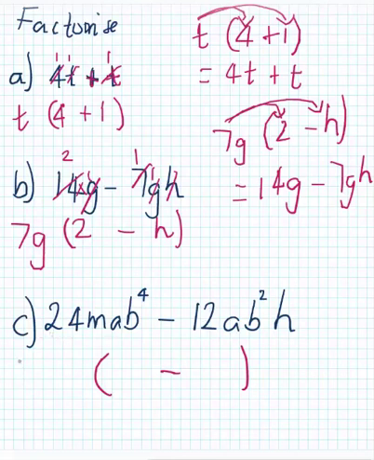So the highest factor I'm taking out is 12. 12 divided by 12, that's just 1. 24 divided by 12, that's 2. It's a leftover on the right-hand side, so it goes in the brackets.